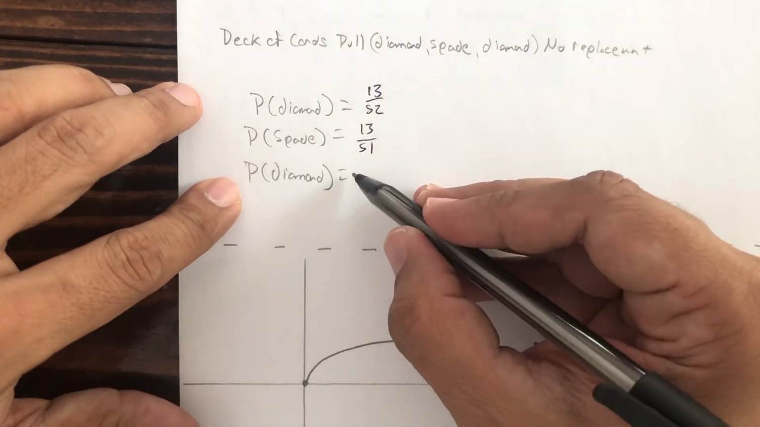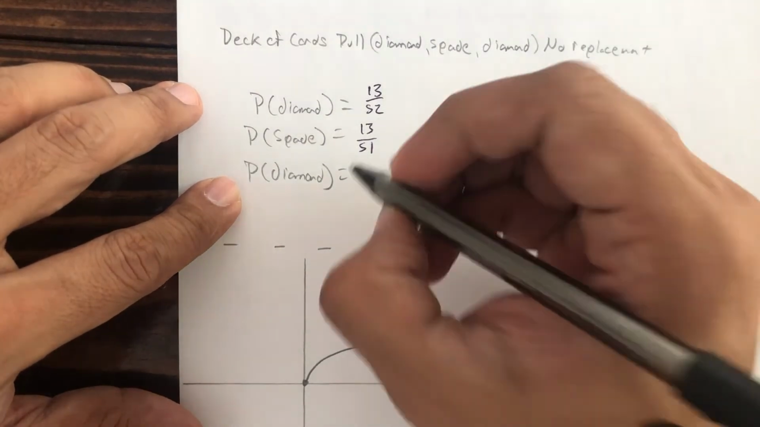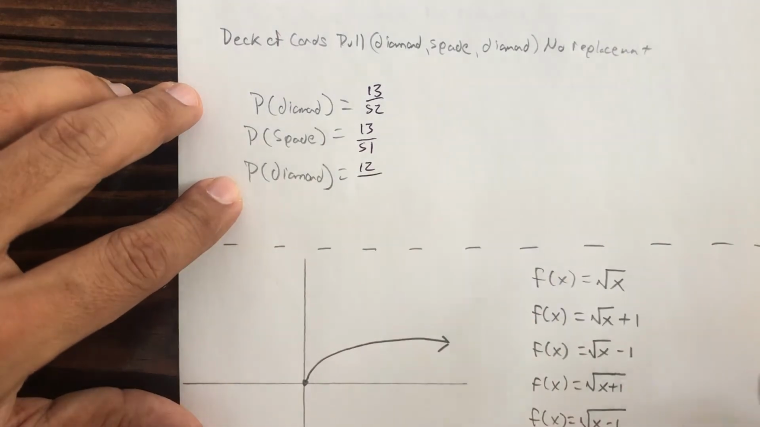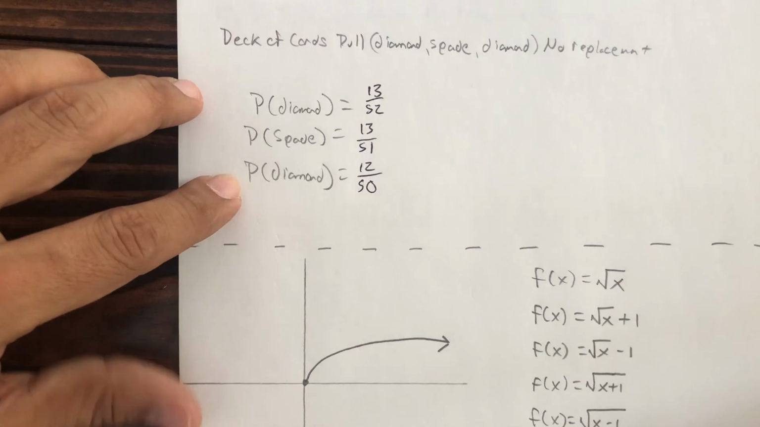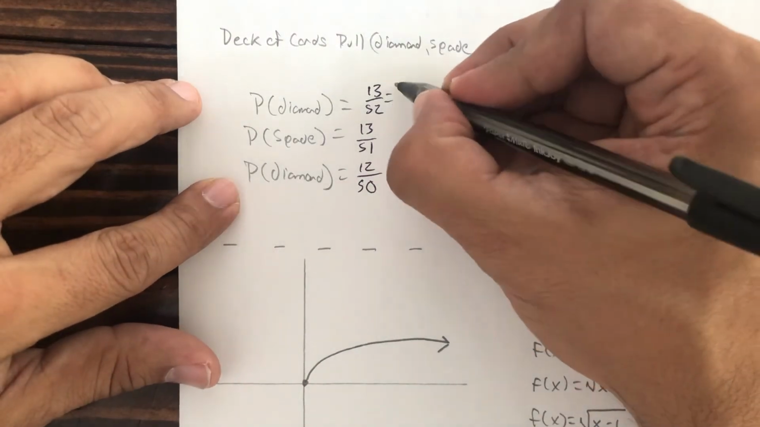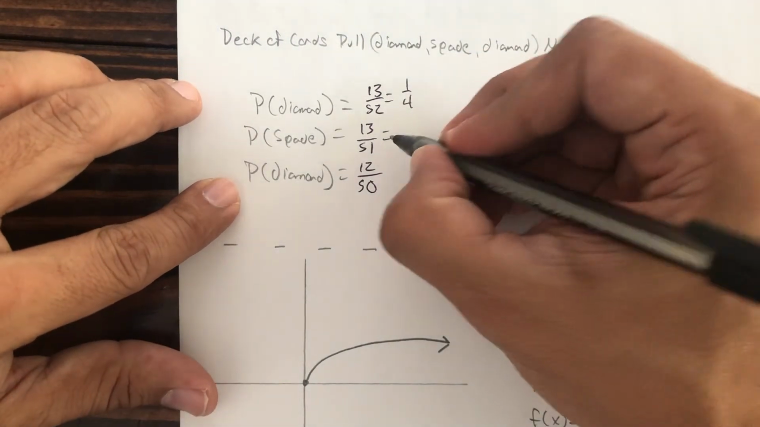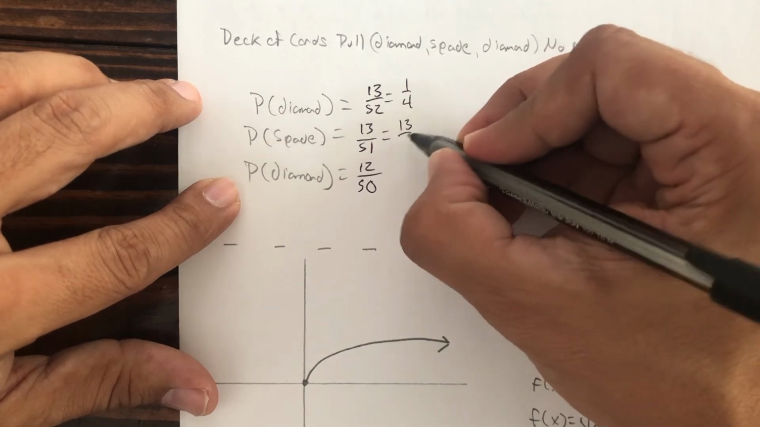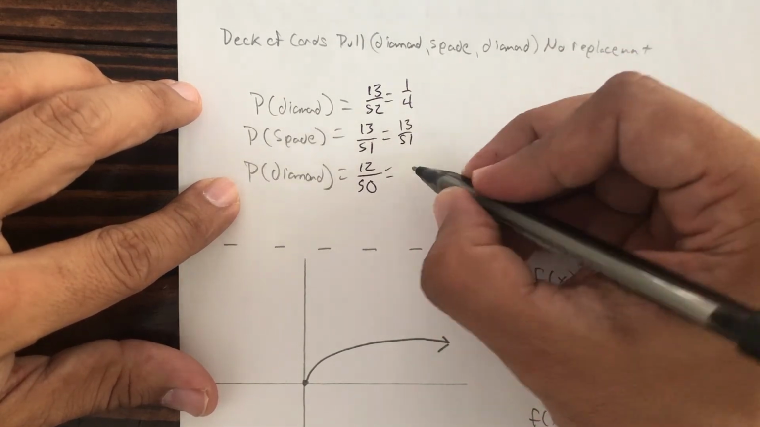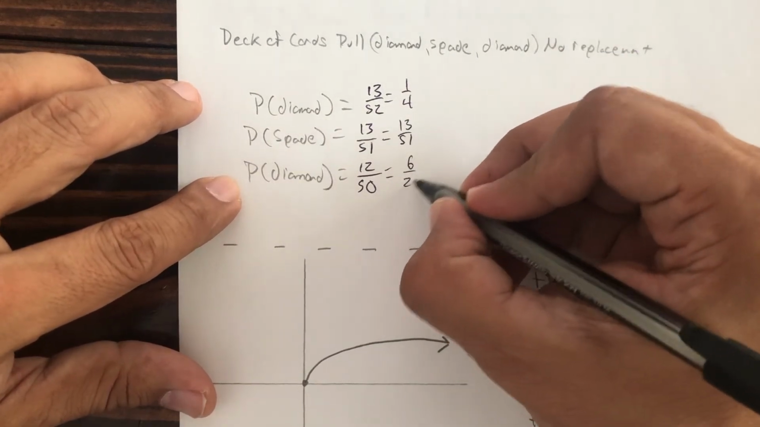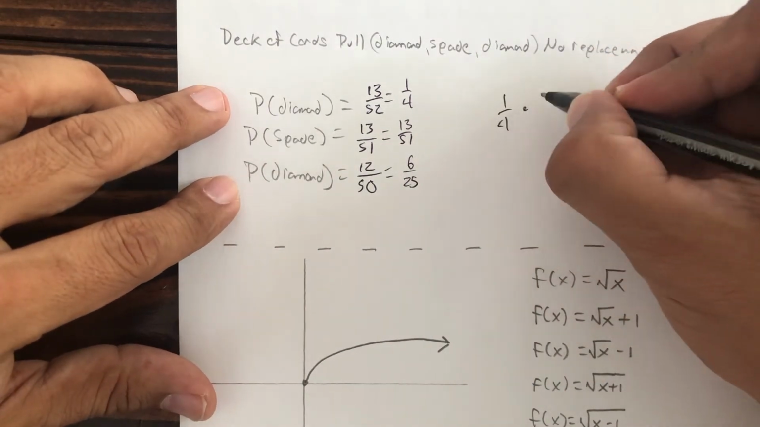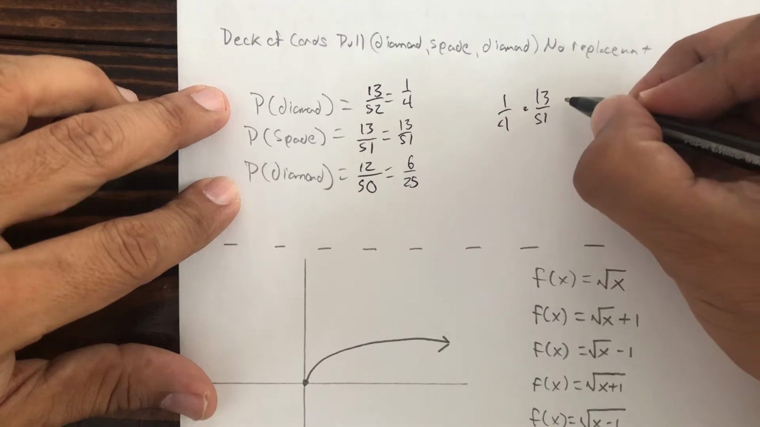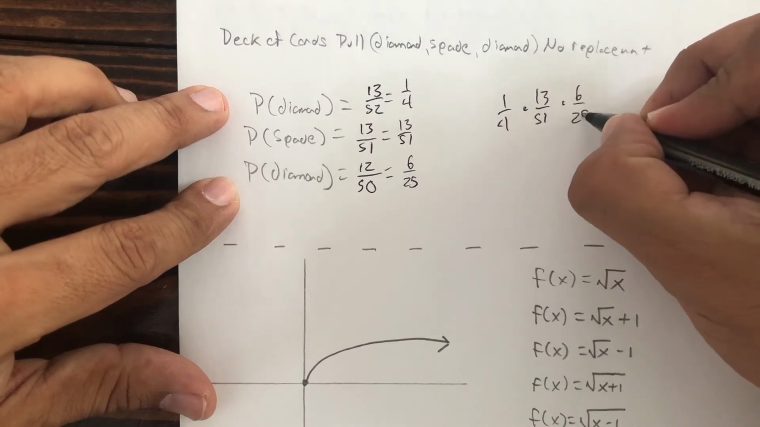Now with the diamond, what are the chances of pulling a diamond after that? It's going to be 12 because there's only 12 diamonds left out of 50. Okay, you could simplify some of these. This is 1/4. This is not going to be simplified. And then this one could be 6 over 25. Okay, so now the chances are this times this times this.